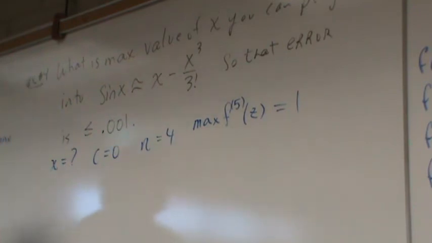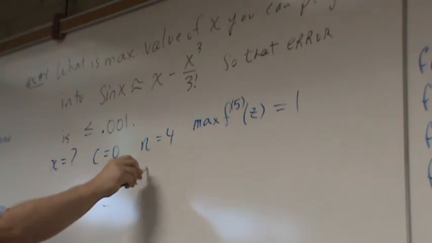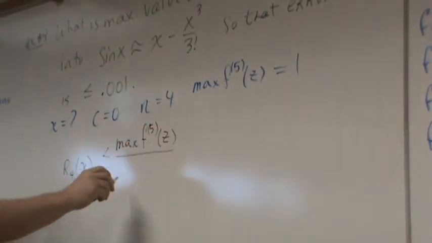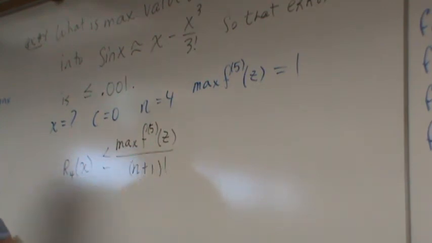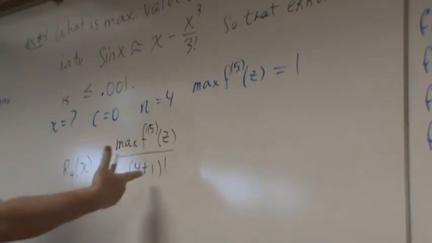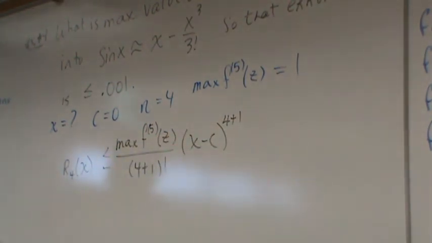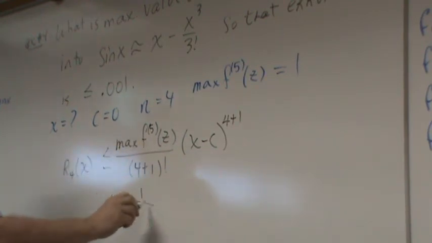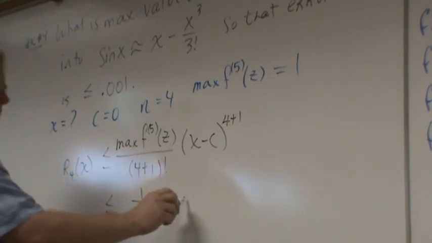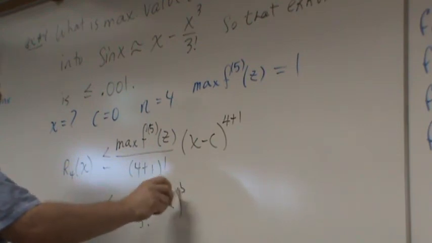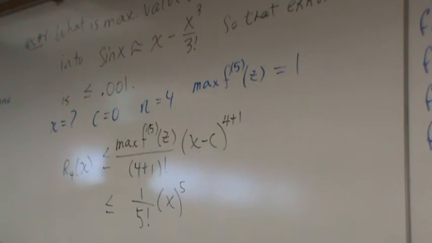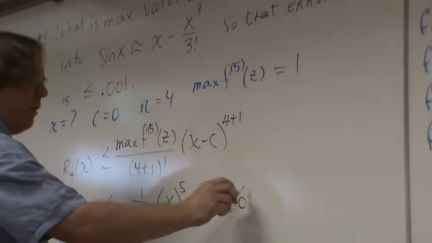So now I get to write out my Lagrange form of the error, the fourth order approximation at x, and I don't even know what it is, okay? That's gonna have to be less than or equal to the maximum value of the fifth derivative evaluated at z over n plus 1 factorial, and so n is 4. So I guess I'll write it out. I could have put a 5 there. And then x minus c to the 4 plus 1 power. Alrighty. So let's plug in. This guy is 1. This guy is 5 factorial. And this guy is x minus 0, so x to the 5th power. Alrighty. And we need this to be less than or equal to 0.001.